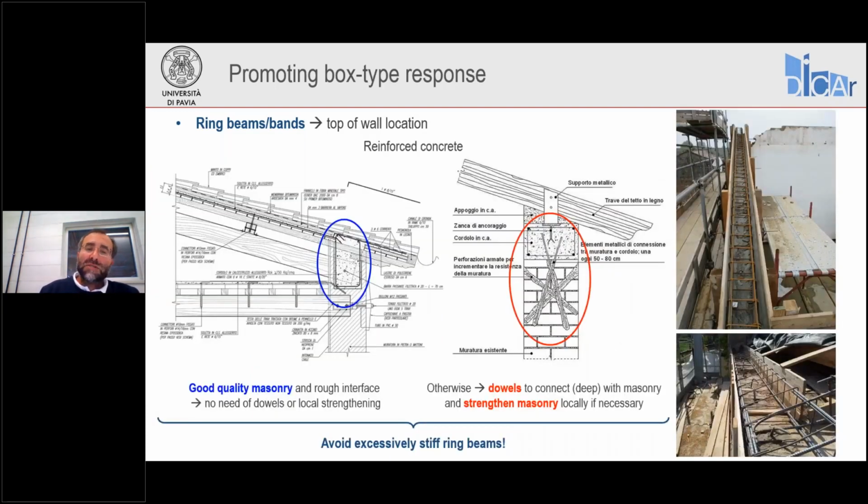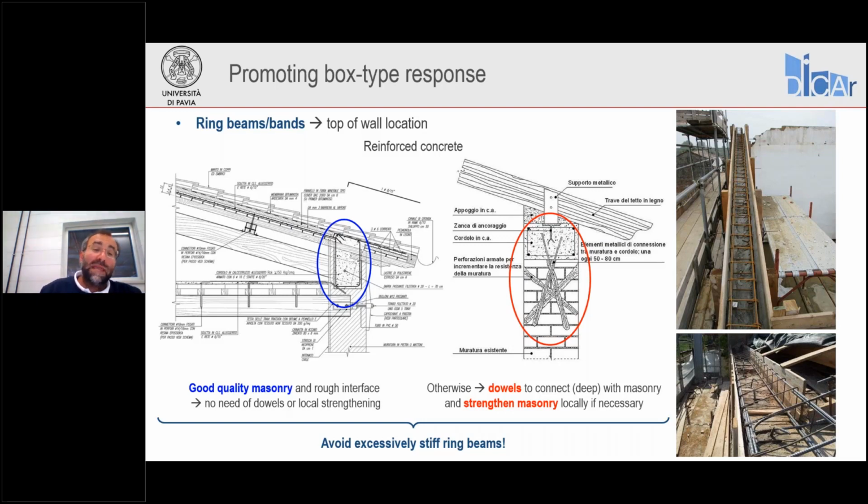Finally, this solution was somehow abused in Italy in the past, the use of reinforced concrete ring beams. I'm saying abused because they were introduced without proper attention to the details and to possible problems induced by the strengthening method itself. The problem of reinforced concrete ring beams is that they tend to be very stiff compared to the masonry. And we need to avoid this.